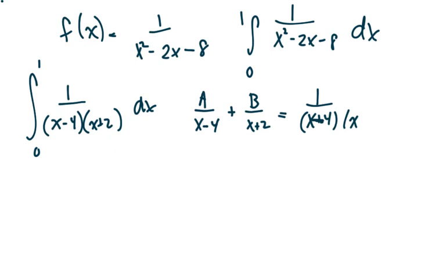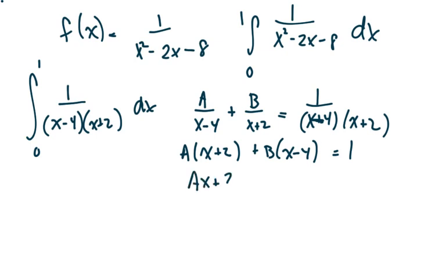x minus 4, x plus 2. We multiply everything by the lowest common denominator, which is (x minus 4)(x plus 2). We get A(x plus 2) plus B(x minus 4) equals 1. And we use this to set up a system of equations for A and B. So we get that Ax plus 2A plus Bx minus 4B is 1. Okay. Your constant of 1 has to be equal to those constants. So 2A minus 4B is 1.